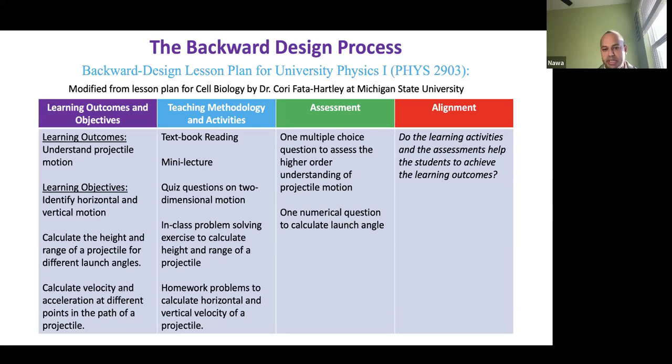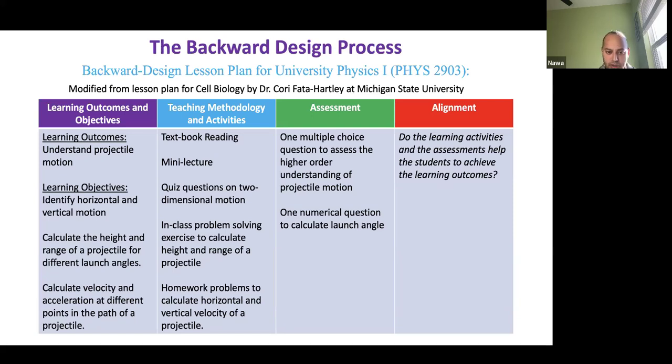Then what do I do in the class to attain those objectives? So I may have them read some sections of the textbook. I will lecture for some time in the class, and I will have them take some quizzes. During the quizzes, I will have them discuss with each other. So I will have them present their reasoning to their peers, and then students will discuss with each other why they think their answer is right or wrong. So I'll involve them in the discussion.